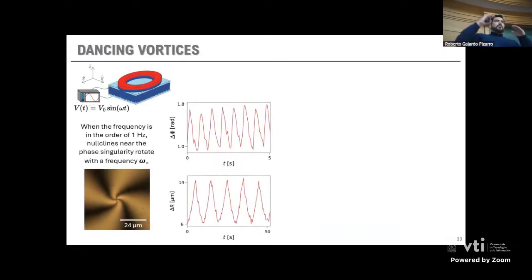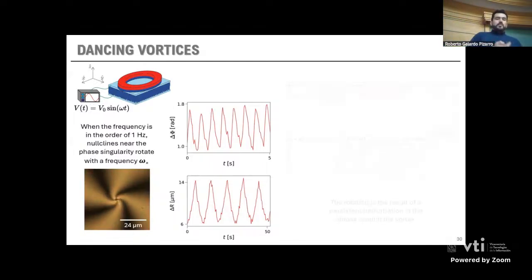systems. But in the cases in which we use much lower frequencies, for example, in the order of hertz, we will find some kind of states that are not of equilibrium, but are of an oscillatory kind. For example, the first that we observe is the dancing vortex, which we call the case in which the molecules around the phase singularity are changing their direction, and then it's like the vortex is rotating around the phase singularity.